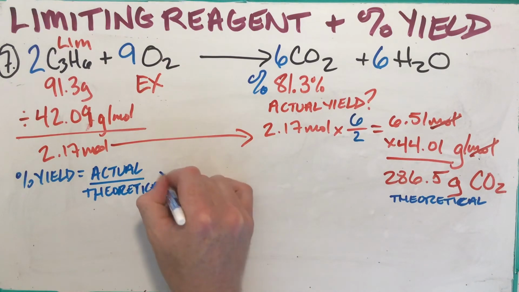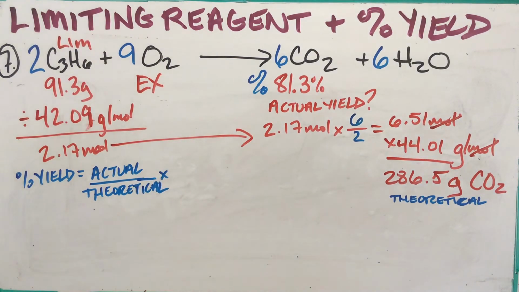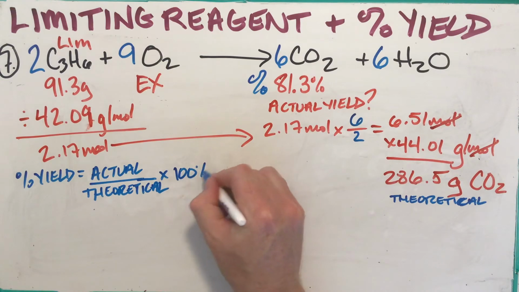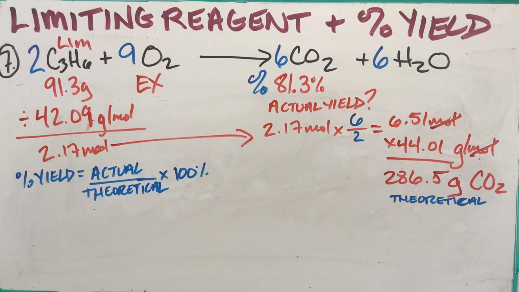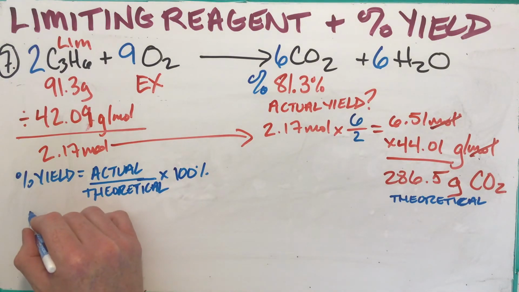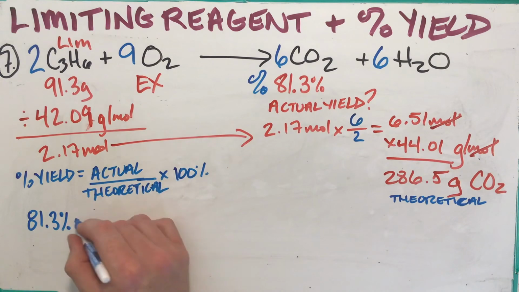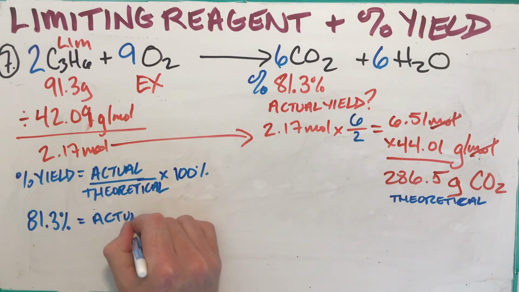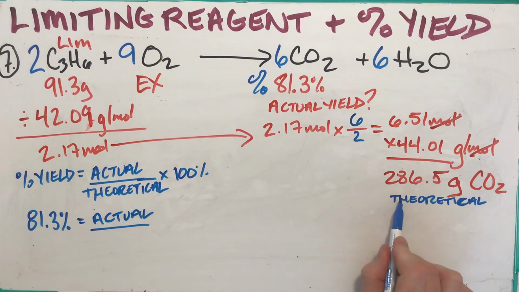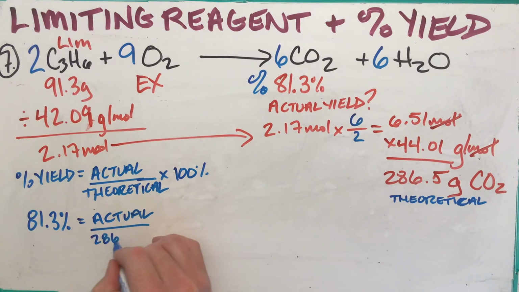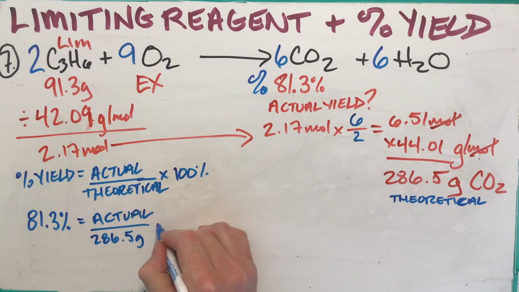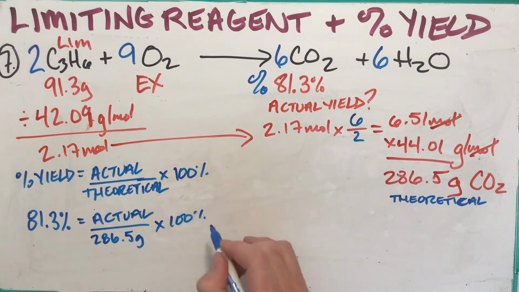Always show the formula. My old teachers back in the day said, if you show your formula, you automatically get a mark, because you show me you know what formula to use. Your numbers could be incorrect, but that's all right. You showed me, at least. So I'm putting my 81.3% here. The actual I have to find. The theoretical I calculated. Always able to calculate the theoretical. Times 100%.